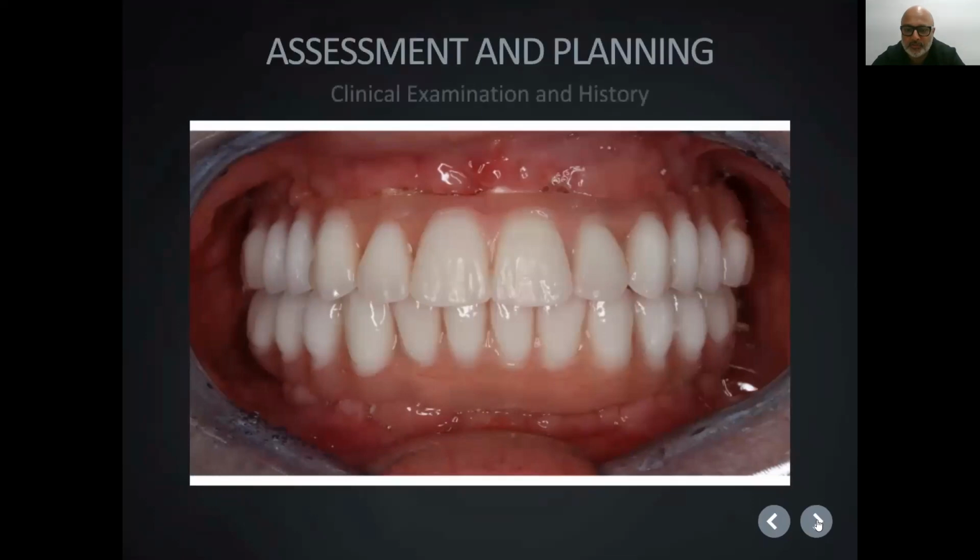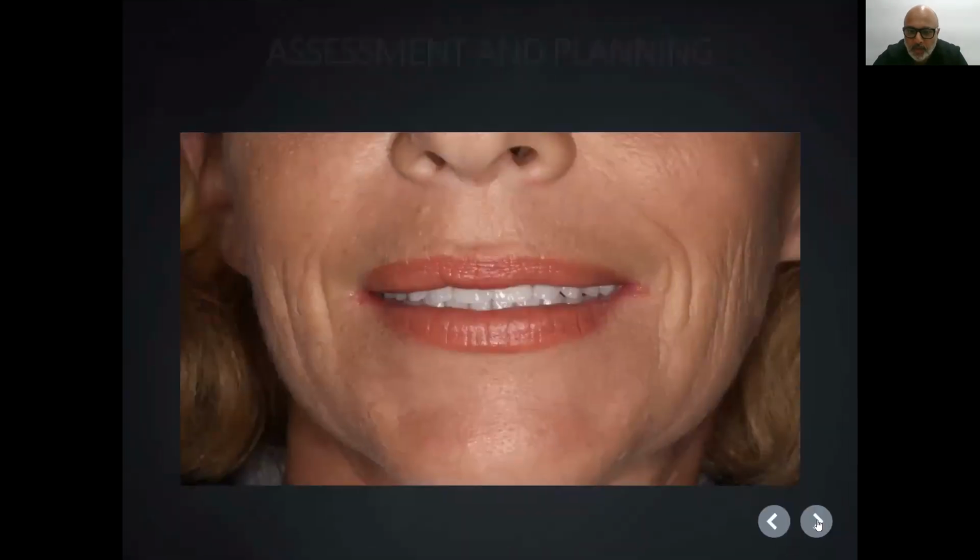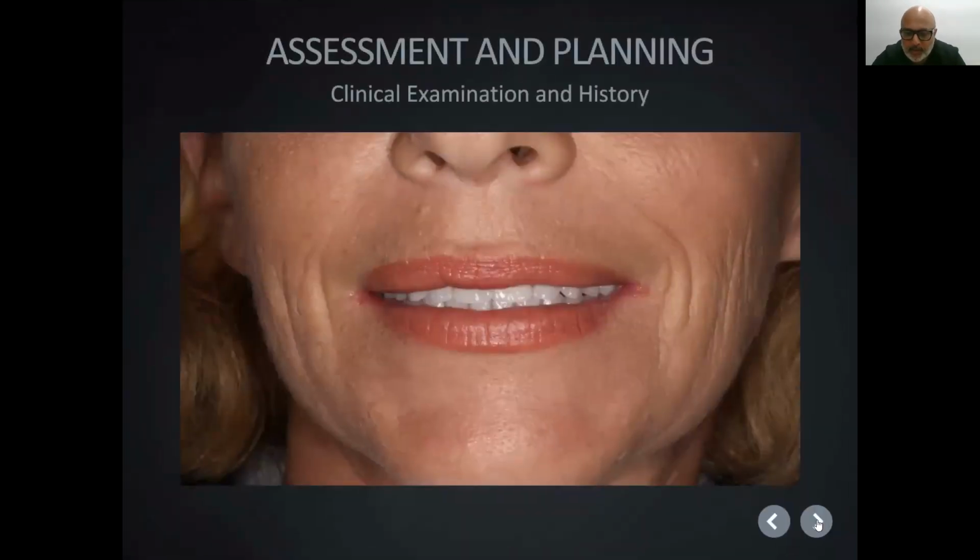These were her provisionals. I intentionally like small imperfections in the setup. I think it gives far more of a natural feel rather than a blocky feel. We went for a longer oval shaped tooth, which was quite feminine for this patient. And we're fairly pleased with the end result.